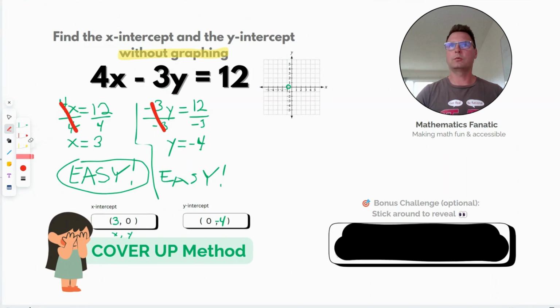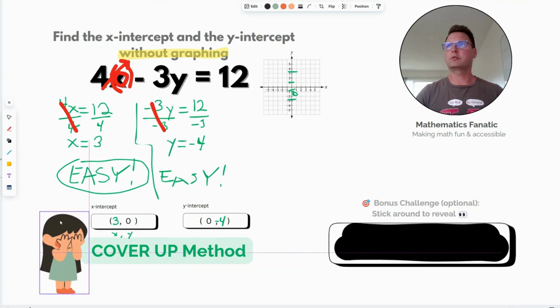What about the y-intercept? That is when we cross the y-axis, right? So what is the x value? It's always 0 whenever we're crossing the y-axis, right? So that means x is 0, 4 times 0 is 0. That whole term goes away. So that's why it works.